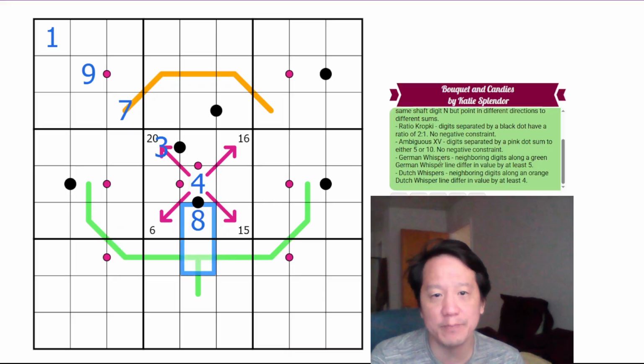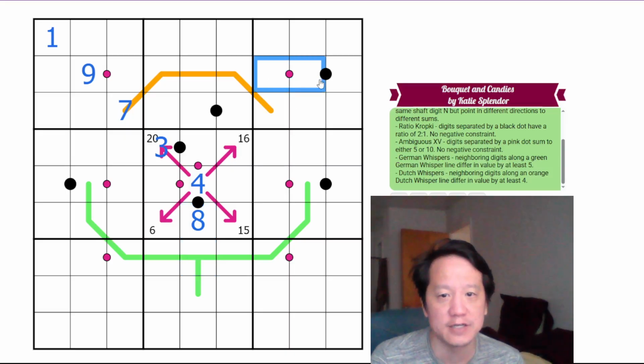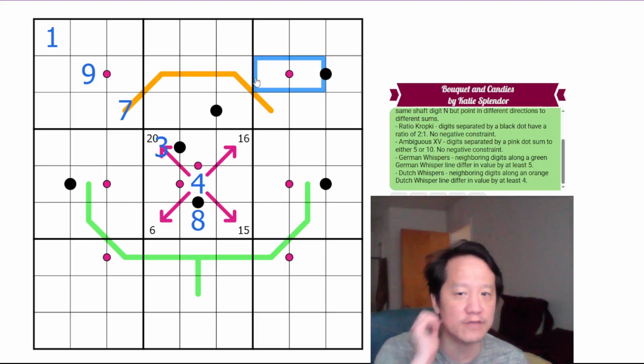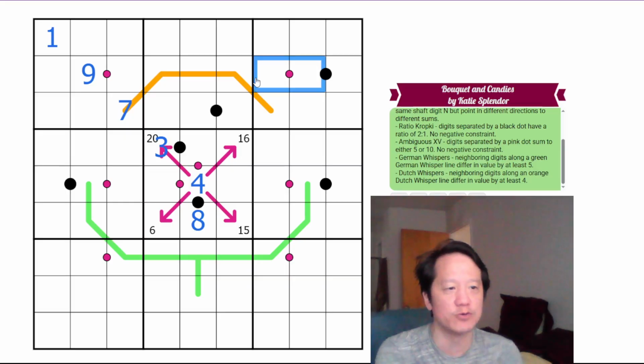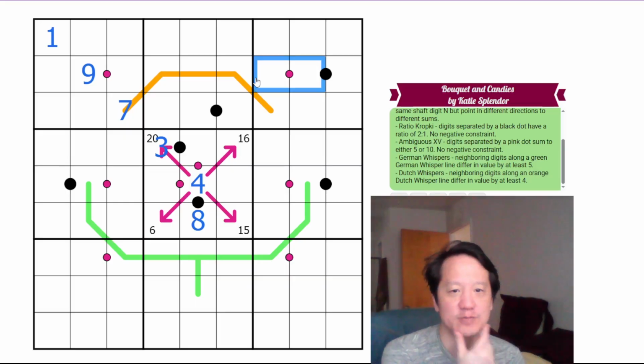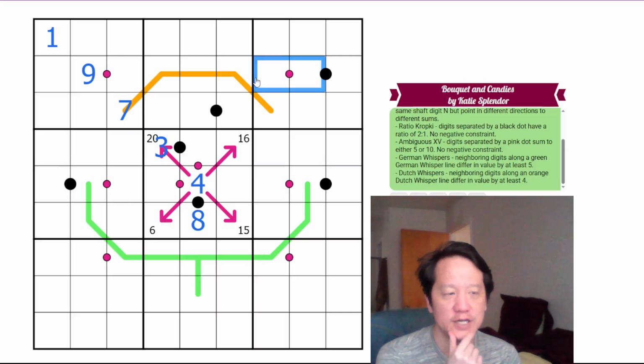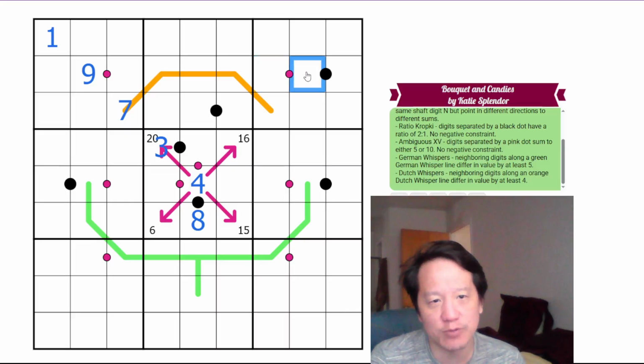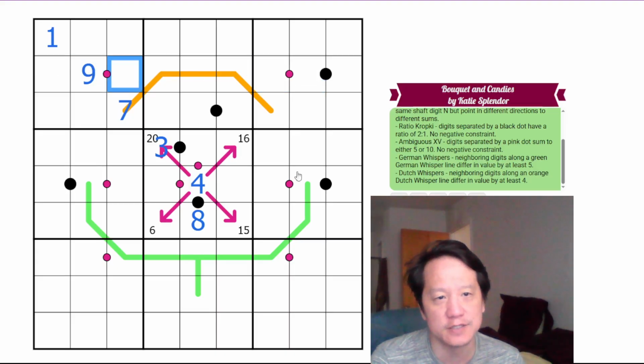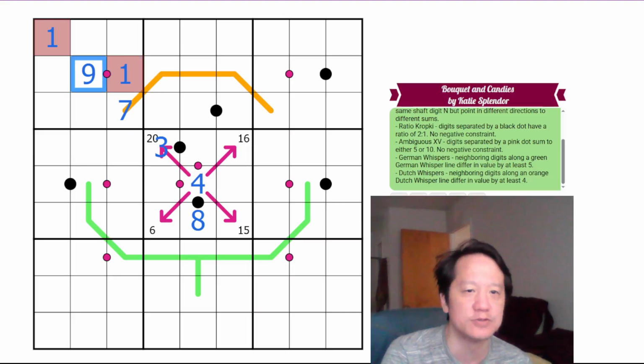We have ambiguous XVs, where digits separated by a pink dot sum to either 5 or 10, and there is no negative constraint. And the negative constraint would mean that, well, we don't have to explain that too much, but basically, it just means that we have information here. So, for example, say this was a 9, then this would have to be 1 to add up to 10.